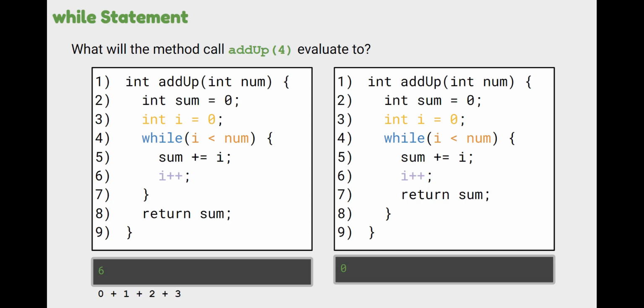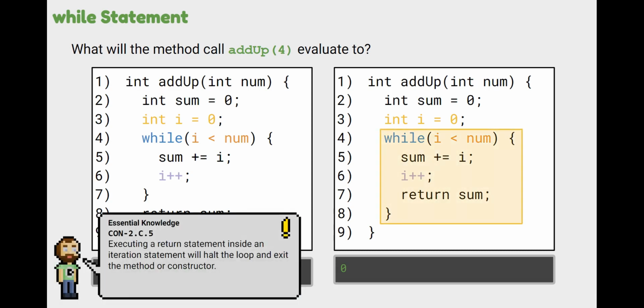We do not continue. So if you ever return inside of a while statement, then you will not finish running that while statement. This aligns with our essential knowledge. Executing a return statement inside an iteration statement will halt the loop and exit the method or constructor.